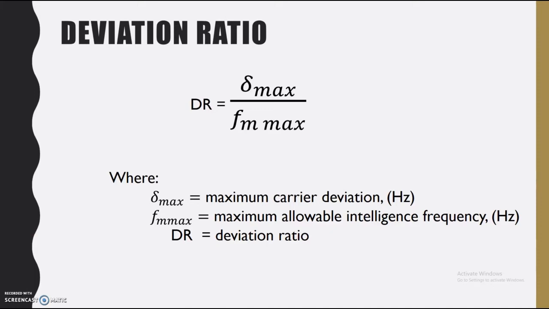Deviation ratio is used whenever the maximum allowable frequency deviation and the maximum modulating frequency are used in computing the modulation index. Another expression is the worst case modulation index. The formula for the deviation ratio is stated in here, where this sign is the maximum carrier deviation and this sign is the maximum allowable intelligence frequency in hertz. DR is also stated as deviation ratio.